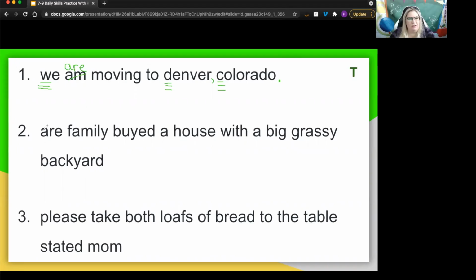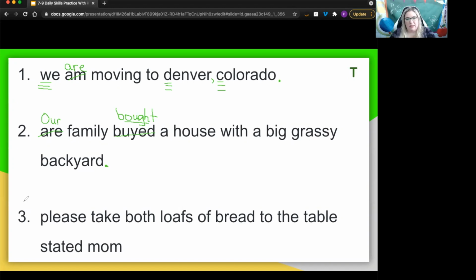All right, in this next sentence, it says, our family bought a house with a big grassy backyard. All right, instead of our, we would use our, and we'll capitalize it. This shows that it belongs to us, our family. Instead of bide, we would use bought. Bide is not a word. And we spell bought like this. 4 letters to make that ah sound in bought. Bought. A house with a big grassy backyard. Period at the end.